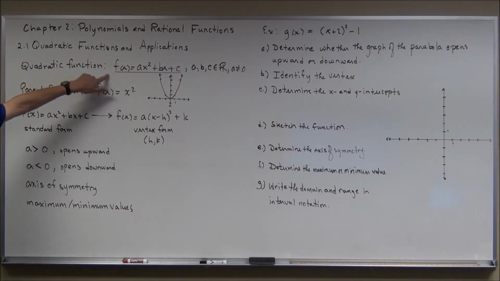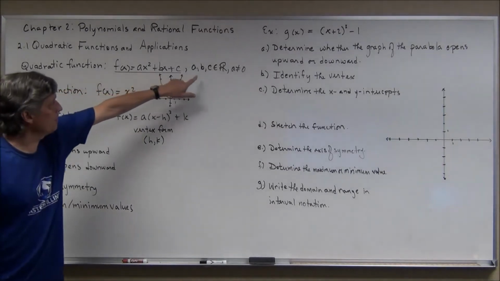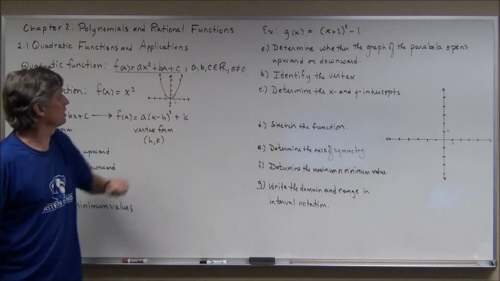Now, a quadratic function, we already have talked about its parent function, but it's written in the form f of x is equal to ax squared plus bx plus c, where a, b, and c are real numbers, elements of the real numbers. A is not equal to 0.